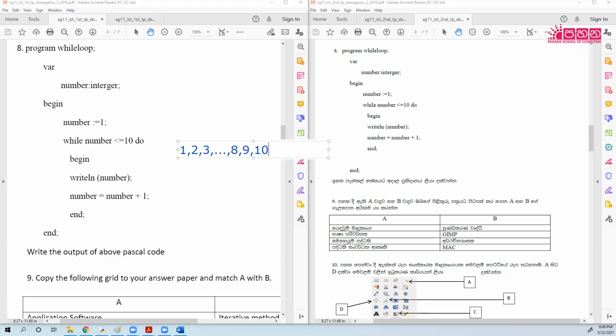Now the number is increased by 1, that is 11. Next time you check whether 11 is less than or equal to 10. No, that means you come out of the loop. The answer is the numbers from 1 to 10. Okay, good.